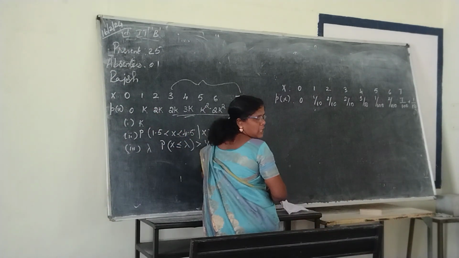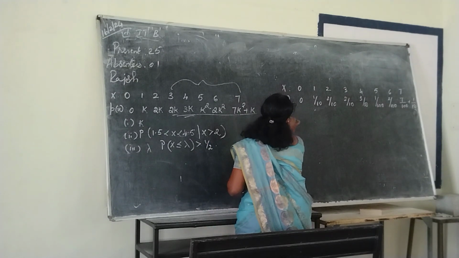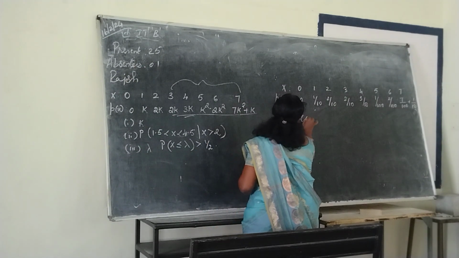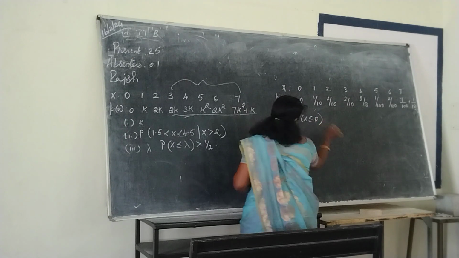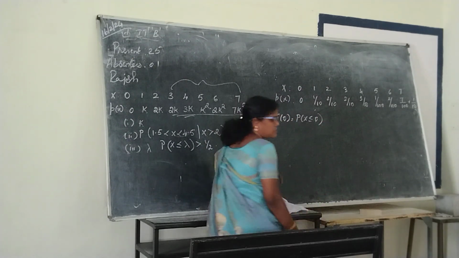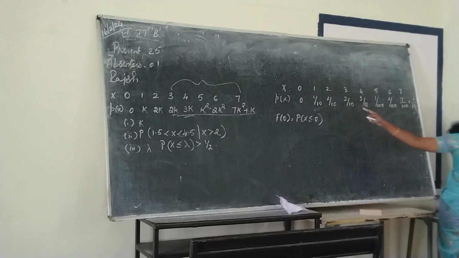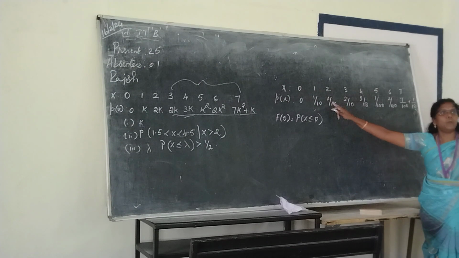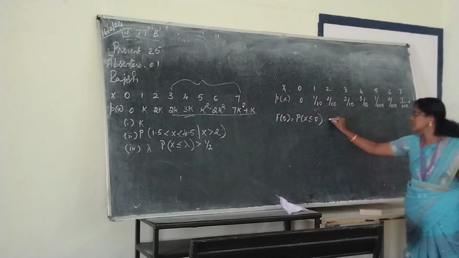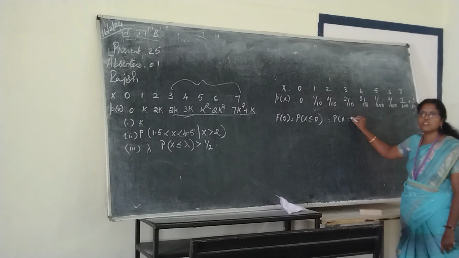First x value, 0. So first we have to find F of 0, which is probability of capital X less than or equal to 0. That is the definition. Is the code visible? Yes, X less than or equal to 0. How many values are there? 0 is 0, 1 is 1. So this is the same as probability of X equal to 0.